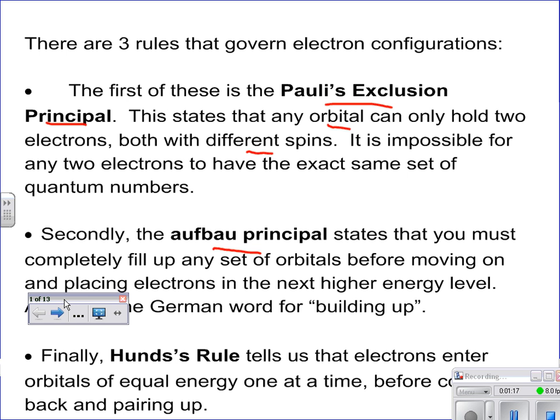And then finally, what we're going to talk about in the first part of today's notes when we do orbital diagrams, also known as spin diagrams, is Hund's rule. And it basically says that the electrons enter orbitals of equal energy one at a time before then coming back and pairing up. And they do this to minimize the repulsion that could take place.